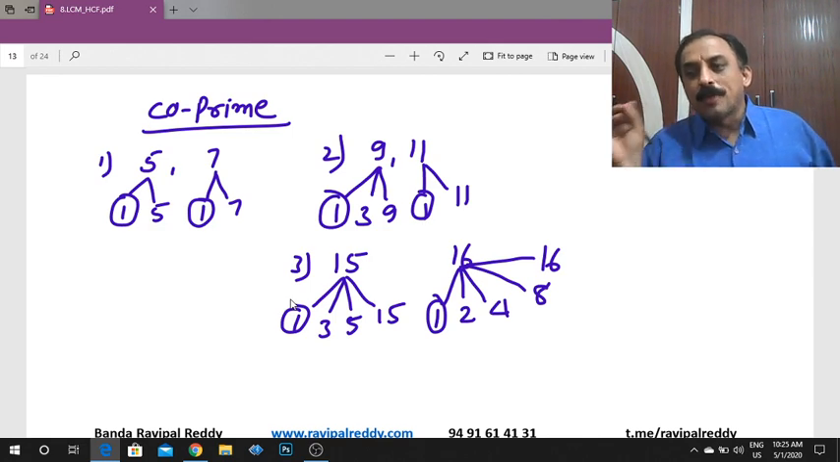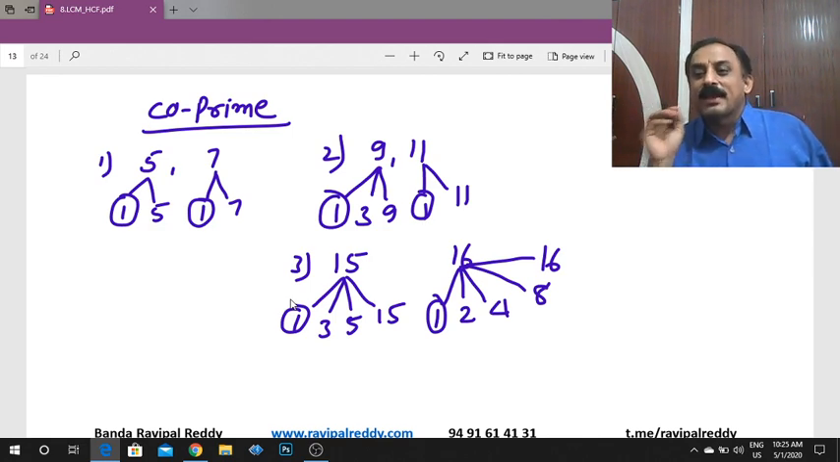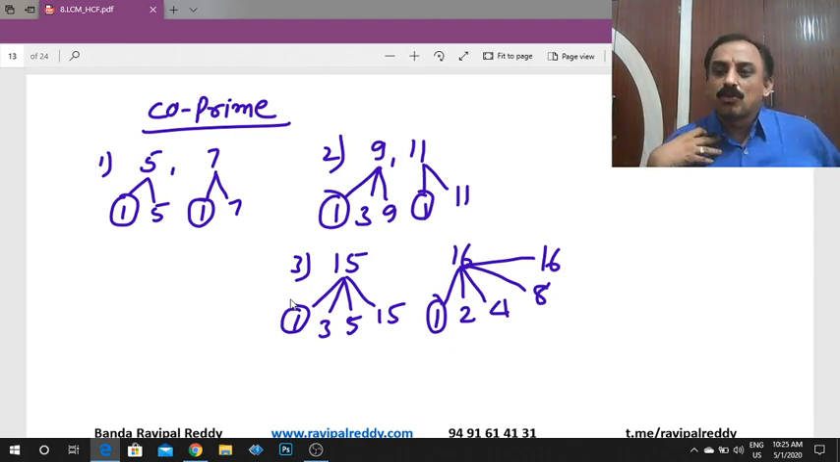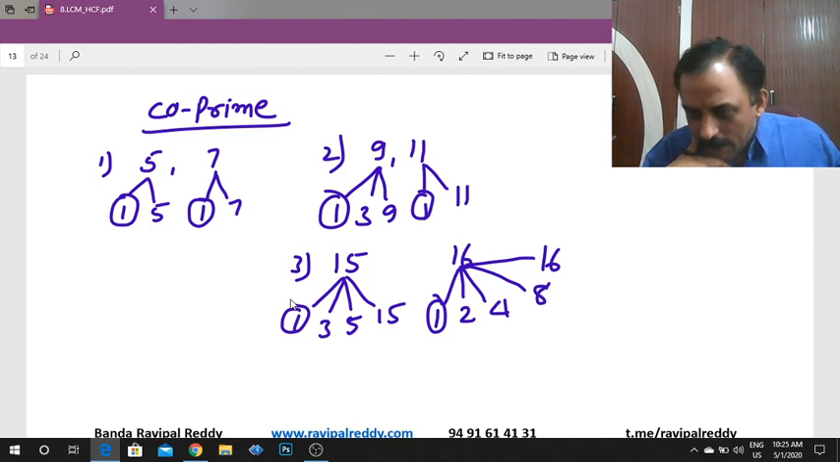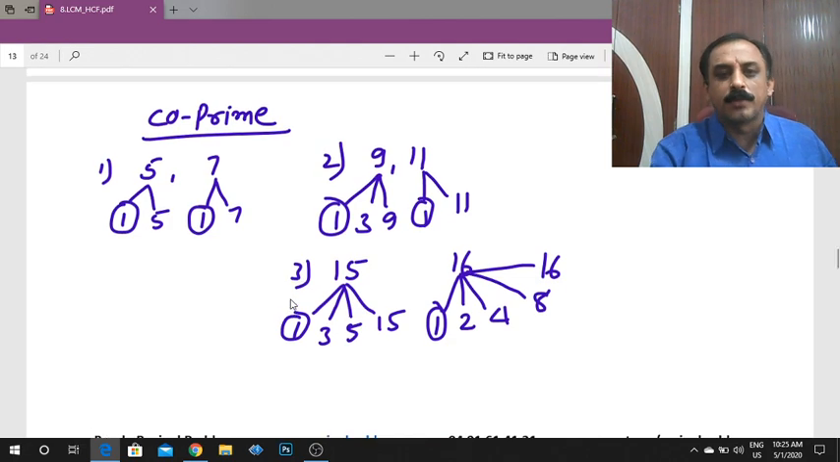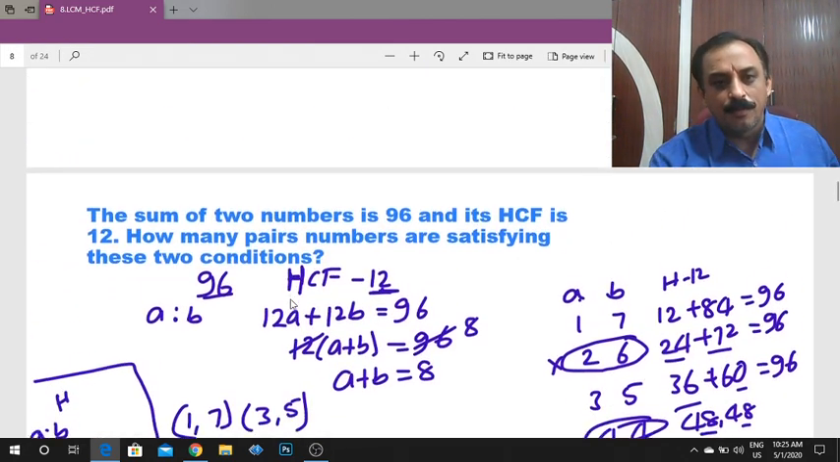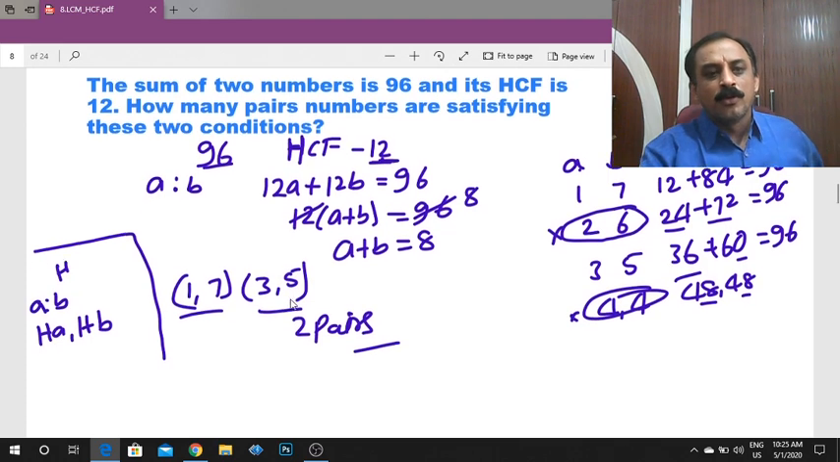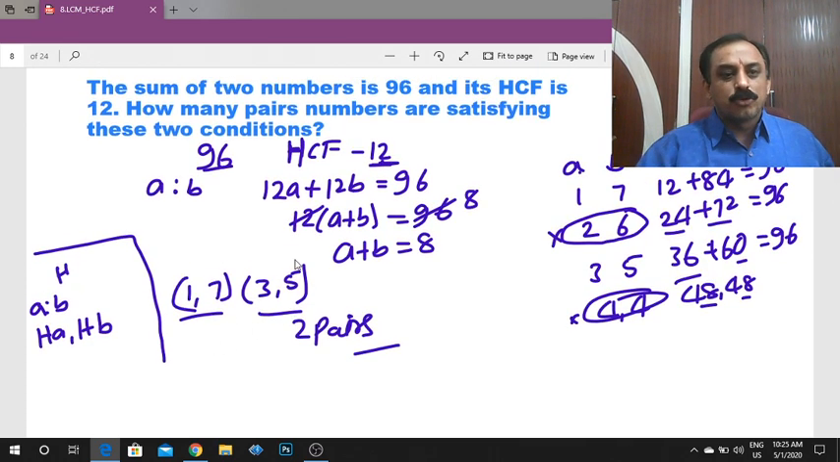Okay, so co-prime numbers means take any two numbers, and except one, if there is no common factor, that pair is known as co-prime numbers. Is it clear, Sai Raman? Then one more doubt, why are we taking only co-prime numbers? In the previous example, the sum of two numbers should be 96 and its HCF is 12. So finally A plus B is equal to 8. If you take A value 1, B value 7, then the two numbers are 12 into 1, 12, and 12 into 7, 84.